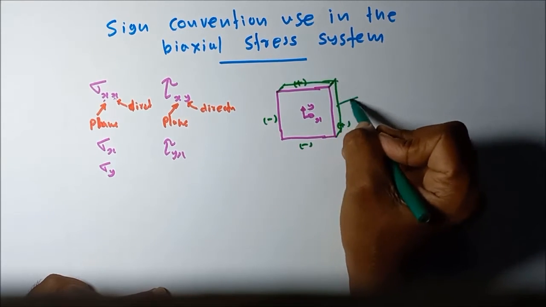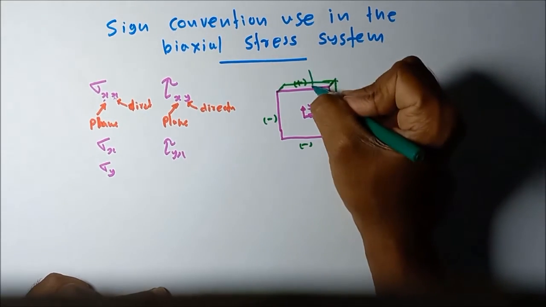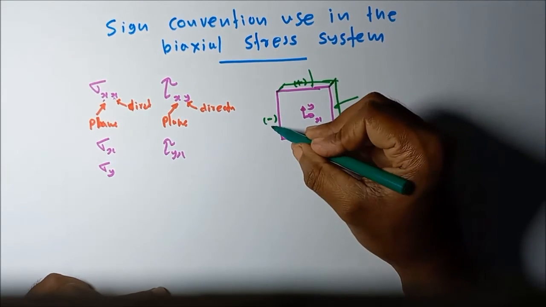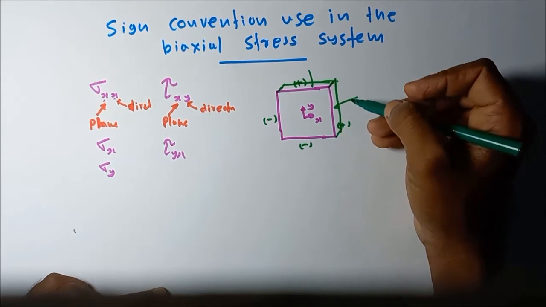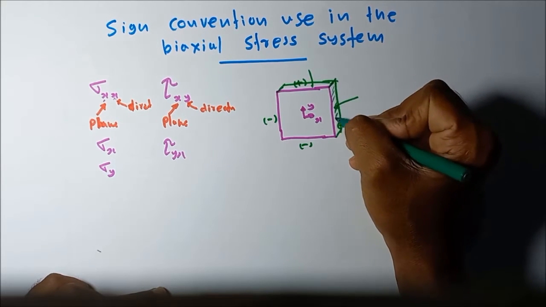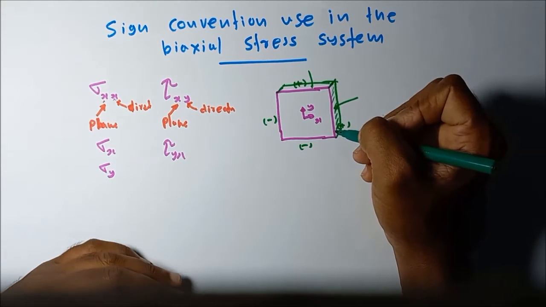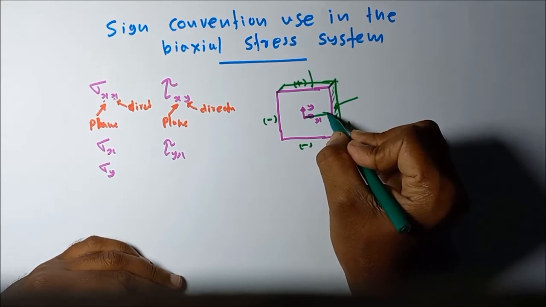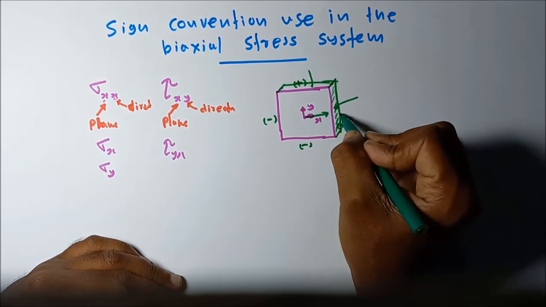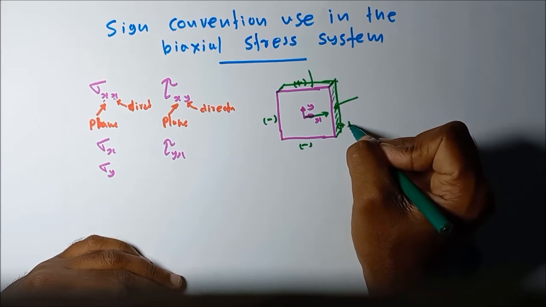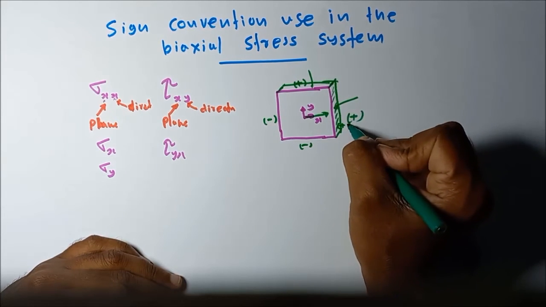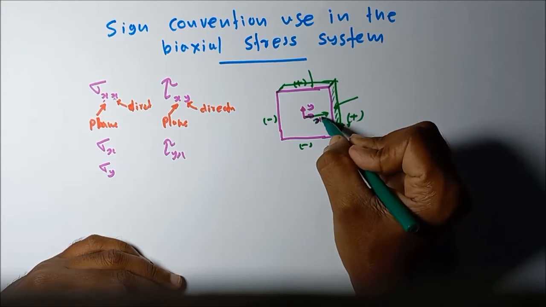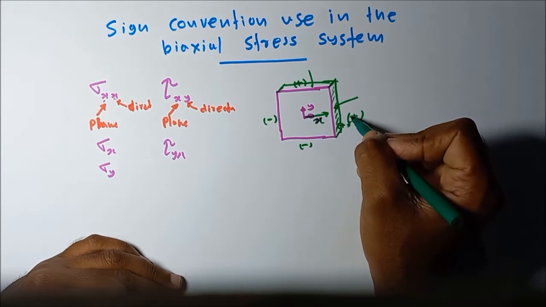This is the phase. Then at the bottom there is also a phase, and in here also there is a phase. This phase we call a positive phase. Why is it called the positive phase? Because it is normal to the positive coordinate direction. That means this x phase is a positive x phase, directed normal to the positive x coordinate direction.